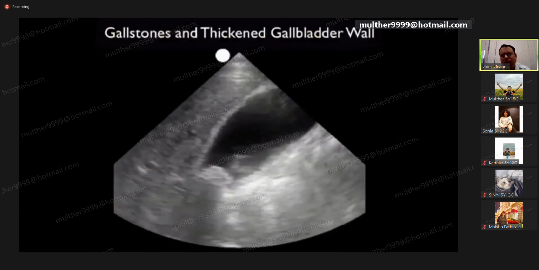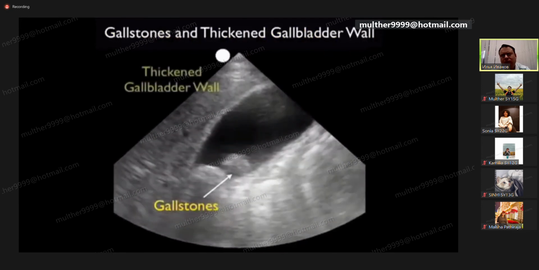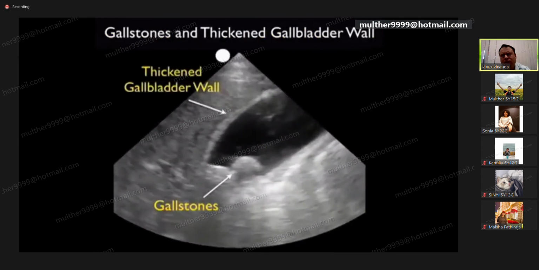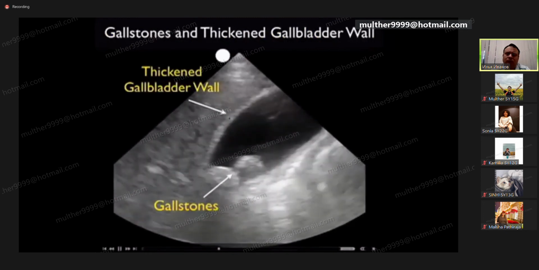Here's a video clip from a patient who presented with right upper quadrant pain and fever. And as we look at the gallbladder, the first thing we see is the presence of multiple gallstones within the neck of the gallbladder. Also, we're going to examine here the anterior wall of the gallbladder.